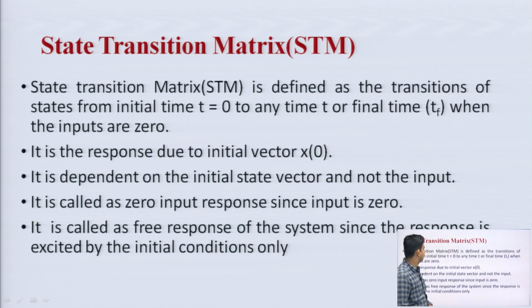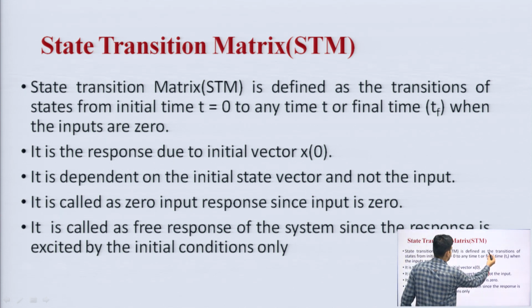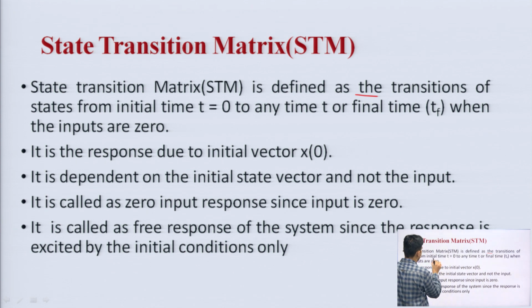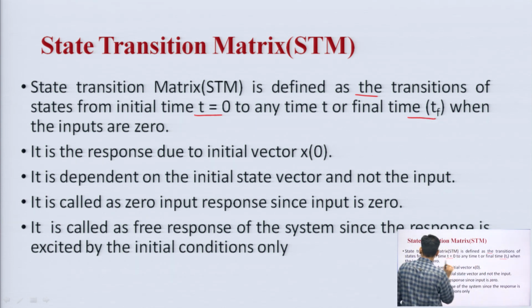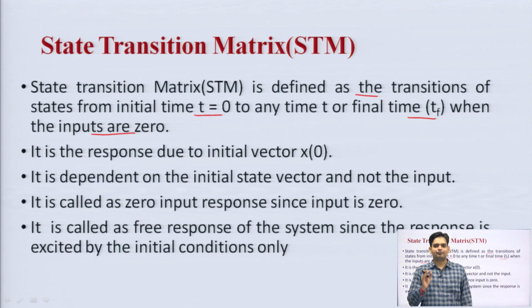Now we will see the definition. The STM, state transition matrix, is defined as the transition of a state from initial time t equal to 0 to any time t or final time t f when the inputs are 0. In this case we are assuming our current input is 0, but my state is varying from time t equal to 0 to t equal to t f.